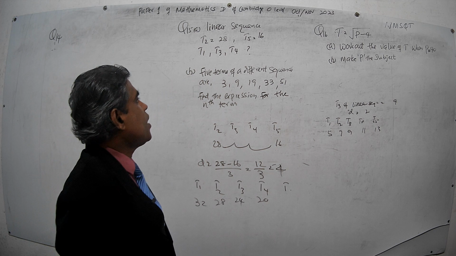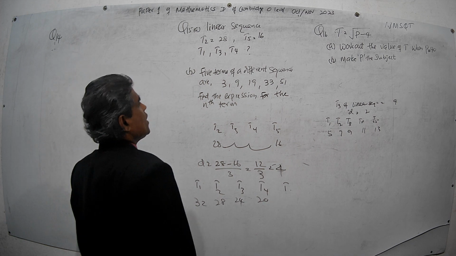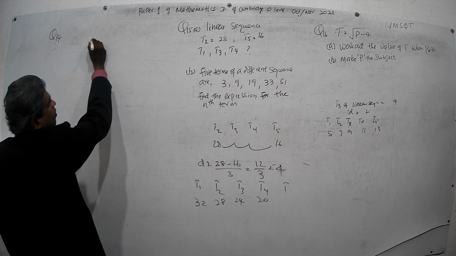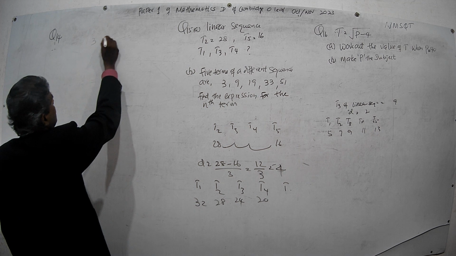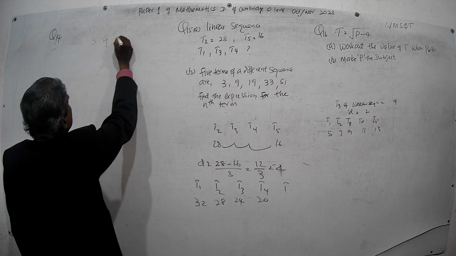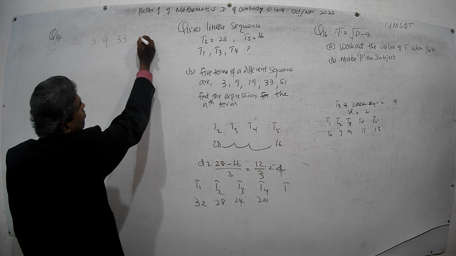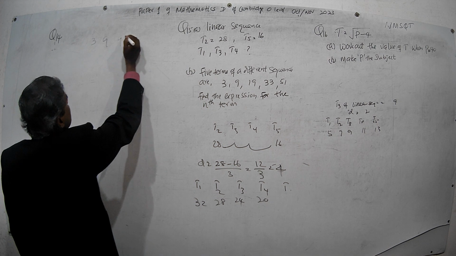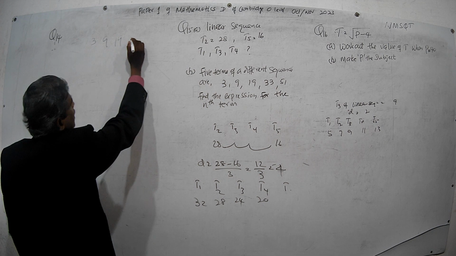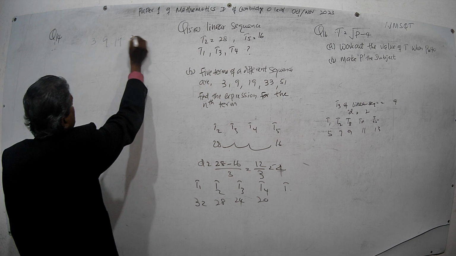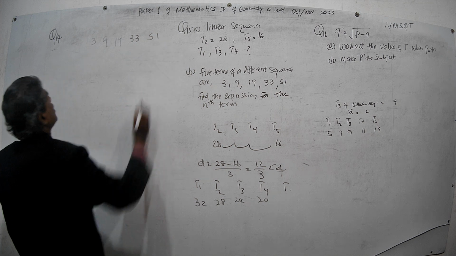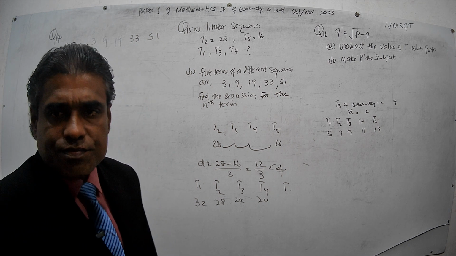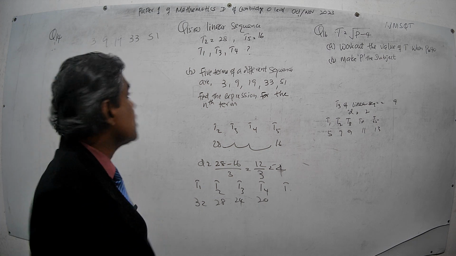5 terms of a different sequence are 3, 9, 19, 33, 51. Sorry, 3, 9, 19, 33, 51. Okay, so these are 5 terms of a different sequence.